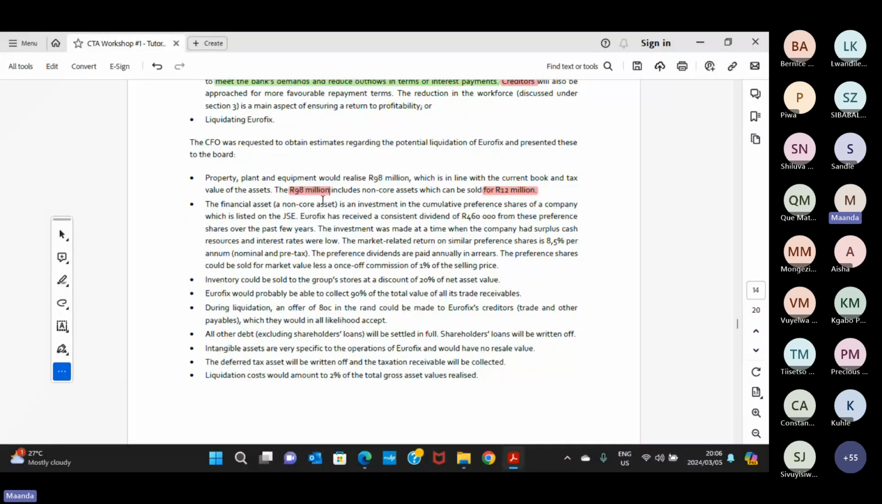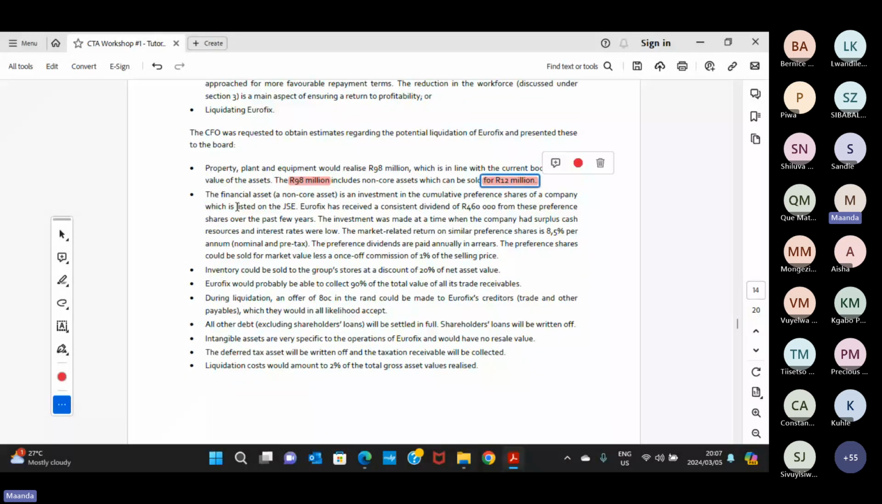Because remember, if we're liquidating, we're selling all our assets, core and non-core assets. So it means that I'm going to say, what are my assets that I'm selling? And then include all of my assets as part of the amounts that I'm selling. So what are my assets? 98 million.